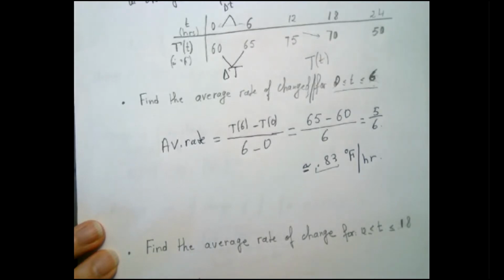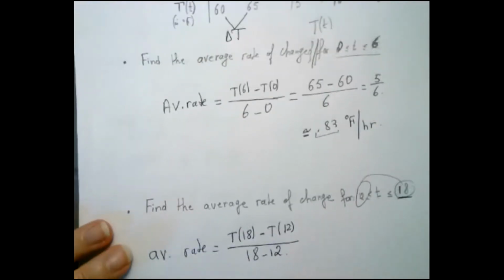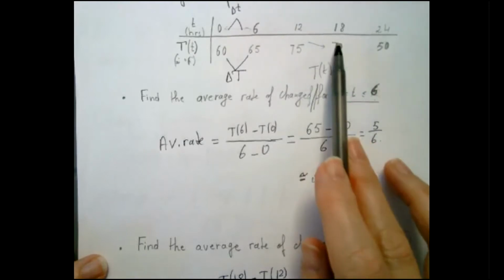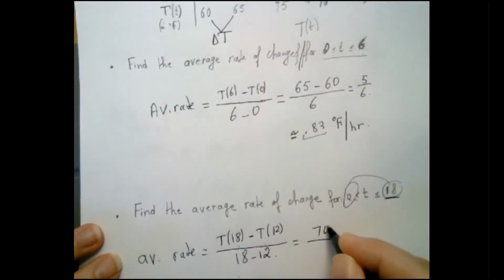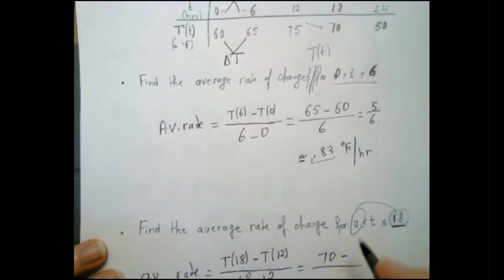It's always the value at the higher input minus the value at the lower input. So it means the temperature at 18 minus the temperature at 12, over 18 minus 12, verbatim. It means the change in temperature over the change in time. All right, let's compute that. At 18, the temperature was 70, minus. At 12, the temperature was 75.